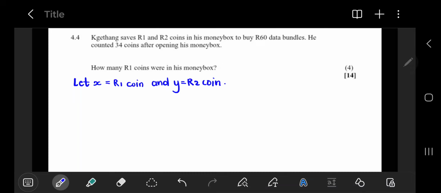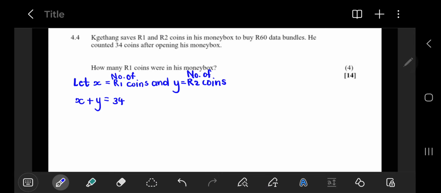coin. Now I'm going to focus on the information where they said that he counted 34 coins. So the number of 1 rand coins plus the number of 2 rand coins together in the box gives you 34 coins. That's the first equation. But there's also something else that they said.